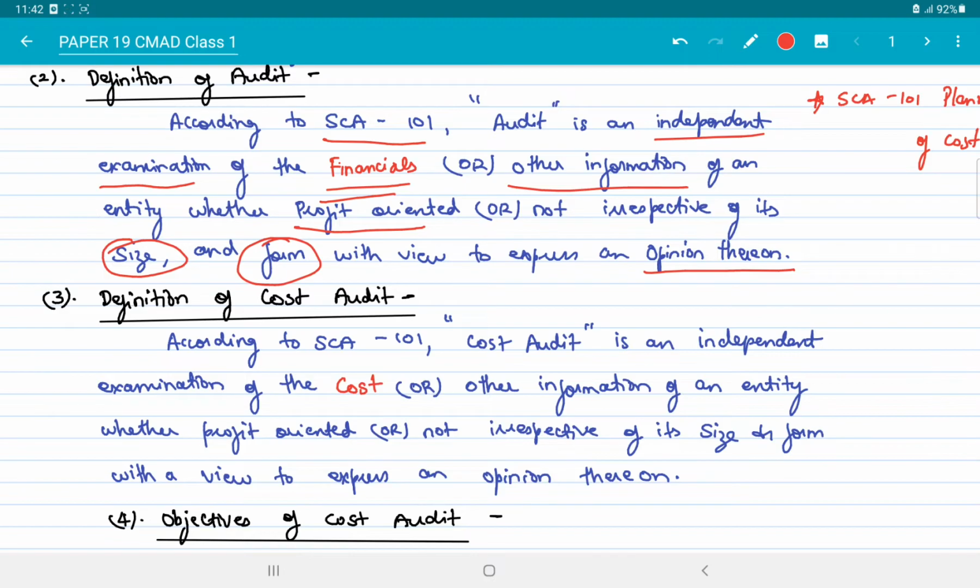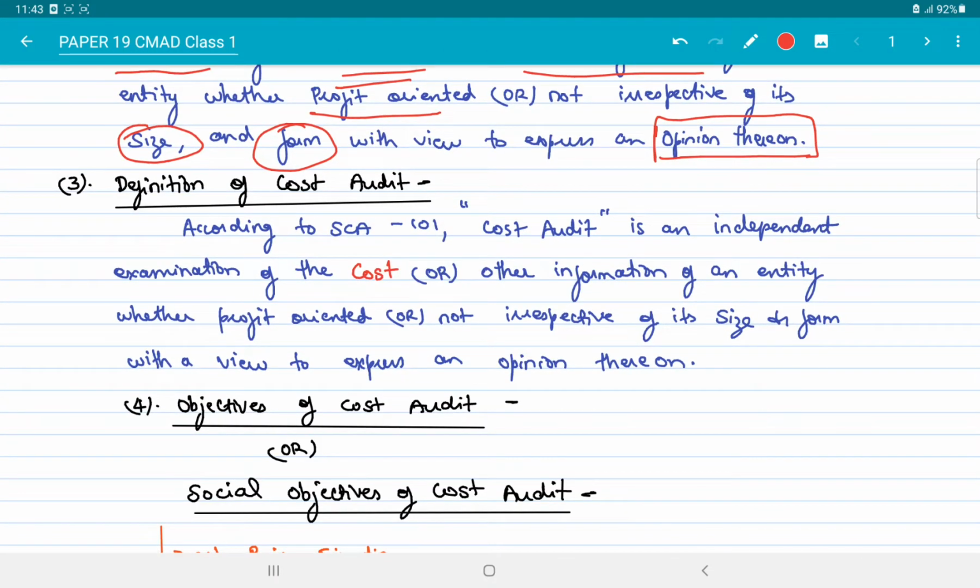So, an audit is an independent examination of financials or other information of an entity, whether profit oriented or not, irrespective of its size and form, with a view to express an opinion thereon. What is that opinion? Whether all these cost and financial statements and other information maintained within the entity are true and fair. To express an opinion on those documents, we do audit.